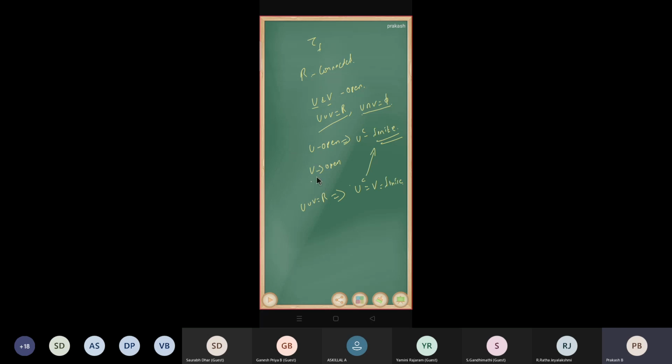So here we have a result. V is open, so what about V complement? V complement is finite. Now combine these two: V is finite and V complement is finite, so their union, which is R, is finite. So this is a contradiction. So we cannot find a separation for R in the cofinite topology, right? Therefore, R is connected in the cofinite topology, right?